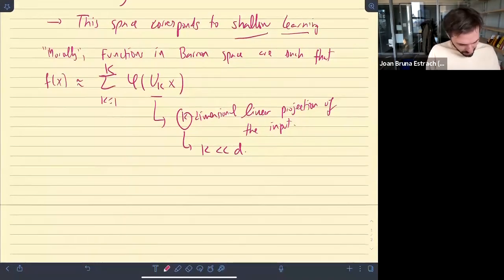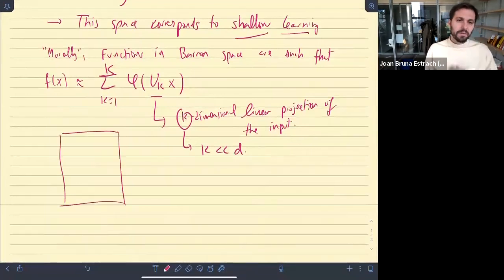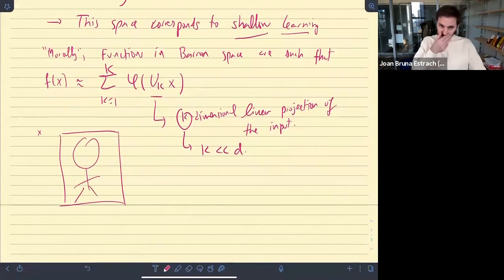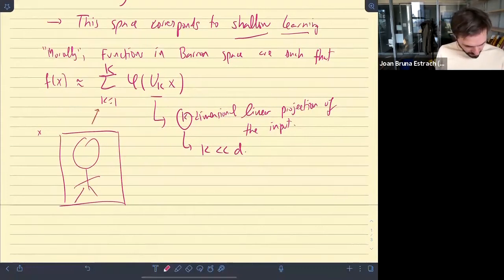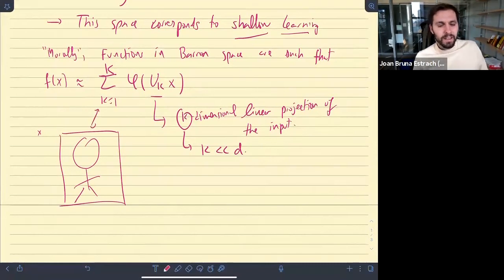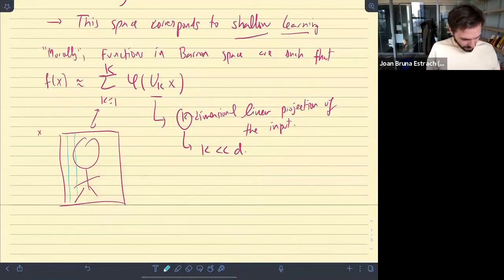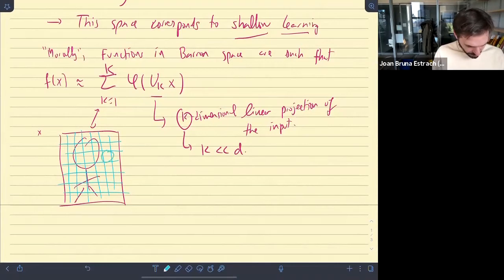So if you think about an image, that's the input, X would be like a picture of someone. How can you connect this model of approximation with an image? If you think about what these projections could look like, think that you are taking the image and breaking it into little patches. If you extract the information that is in a patch, you can associate it with one of such projections. So U_k of X would be just taking the image and looking at what happens in a local patch. This would be one, this would be another one, etc.